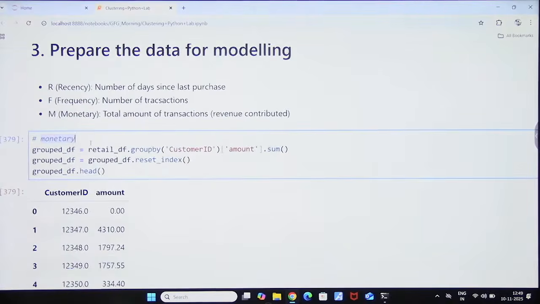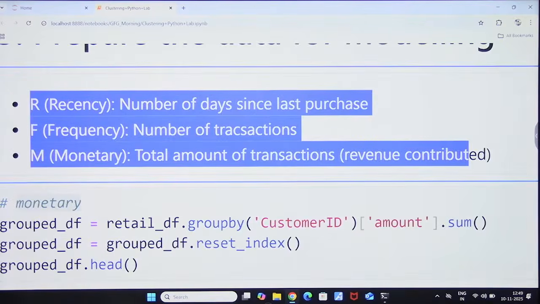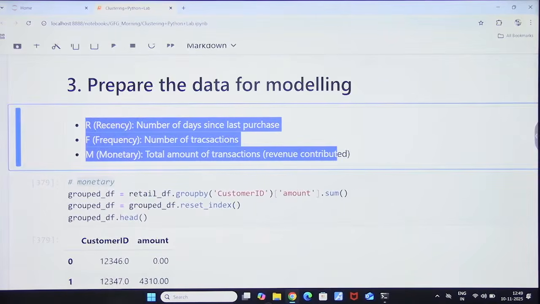So now what I'll do is I'll just check the monetary aspect of this data. So we have to actually gather these three things. What are these three things? Recency, frequency and monetary value. So, the number of days since last purchase, the number of transactions that occurred, and the total amount of transactions. ठीक है, तो this we have to calculate.